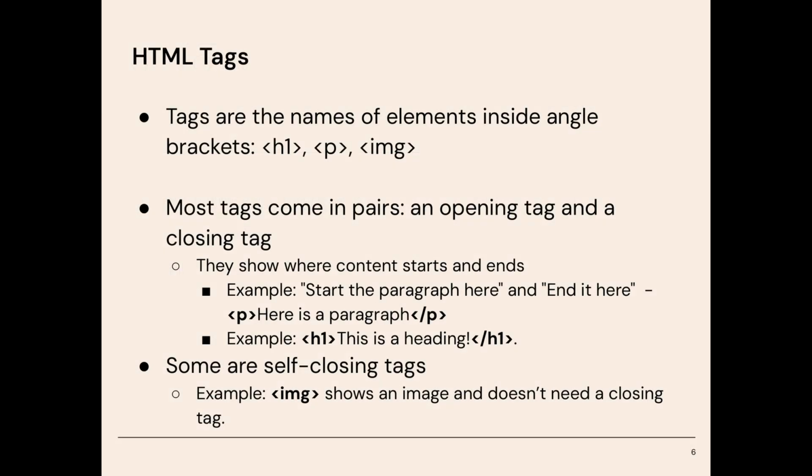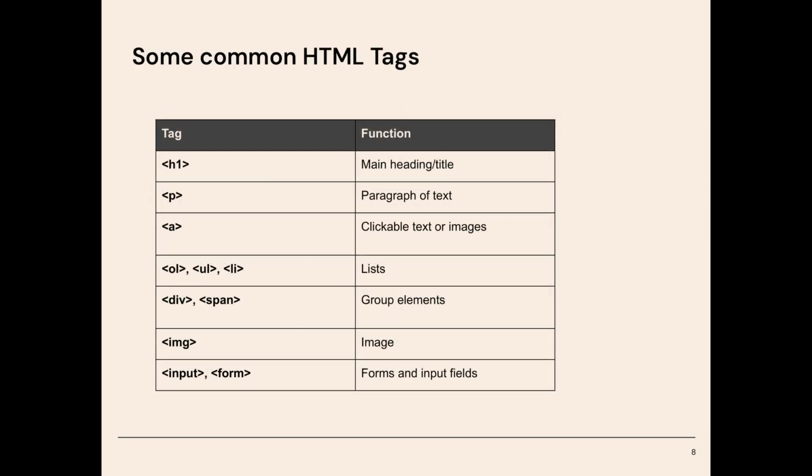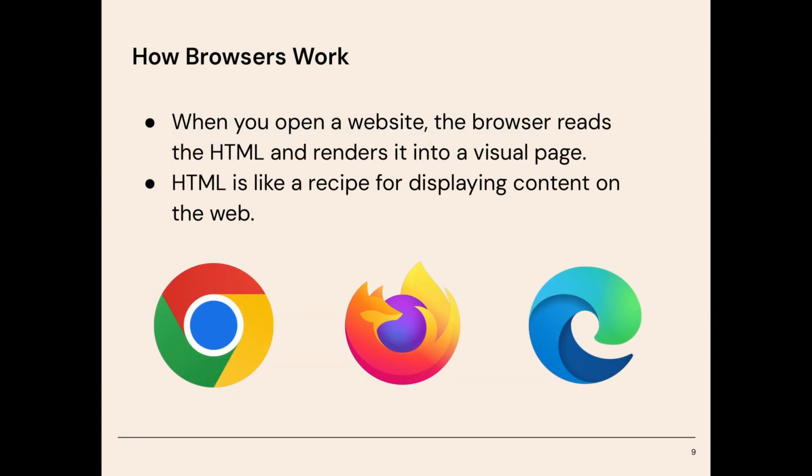Now, as we discussed, HTML uses tags. So a tag is simply the name of an element enclosed in angle brackets like H1 or P or IMG. Some tags like IMG don't actually have a closing tag, while many others do. The content goes between these two tags. So here are a few commonly used tags that represent different types of elements on a web page. H1 represents the main heading of a page, P is used for paragraphs, A links are used for URL links, and it's how you make text or images clickable. IMG is used to embed images. OL, UL, and LI are used for making lists. Div and span help divide up your page, and form and input help you create forms that people can fill out. Now let's talk a little bit about what the browser sees.